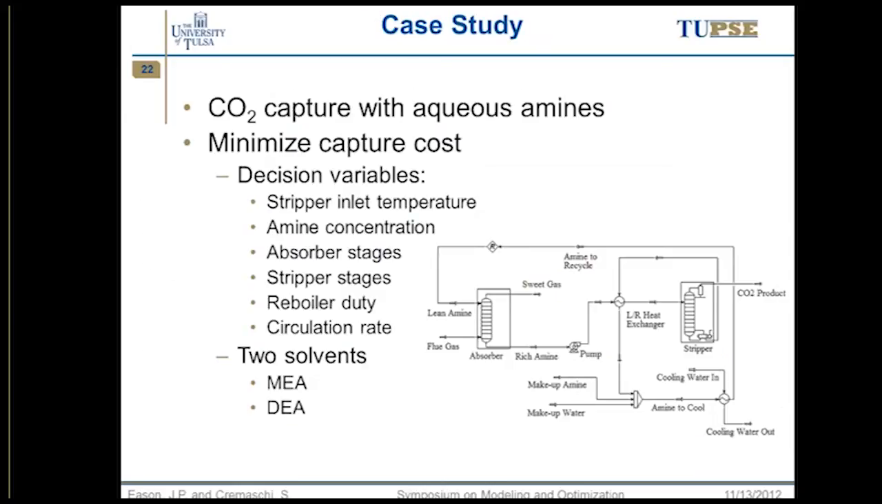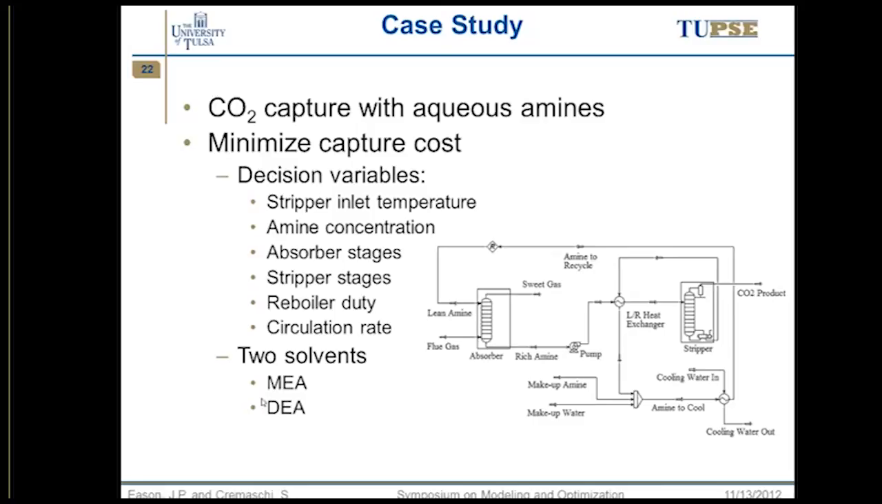So we took the mixed adaptive algorithm and applied it to a case study. We previously worked in this case study in our group with the development of the incremental Latin Hypercube algorithm. So now we're going to look at comparing those two and how they perform for fitting an actual black box surface. The problem is to minimize the CO2 capture cost with the decision variables of stripper inlet temperature, amine concentration, absorber stages, stripper stages, reboiler duty, and the circulation rate.